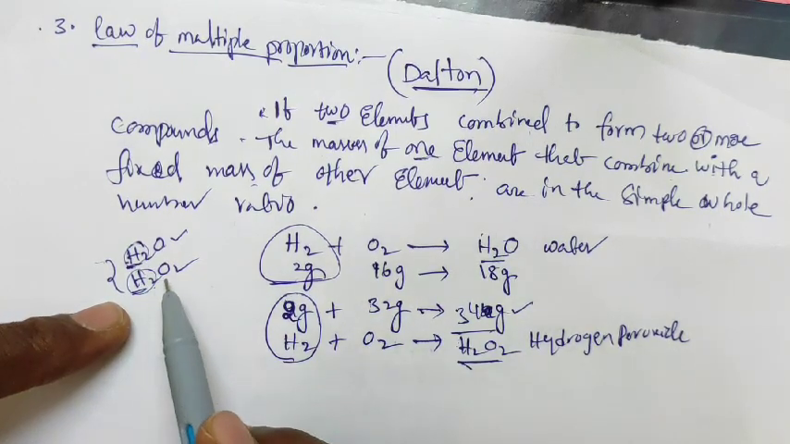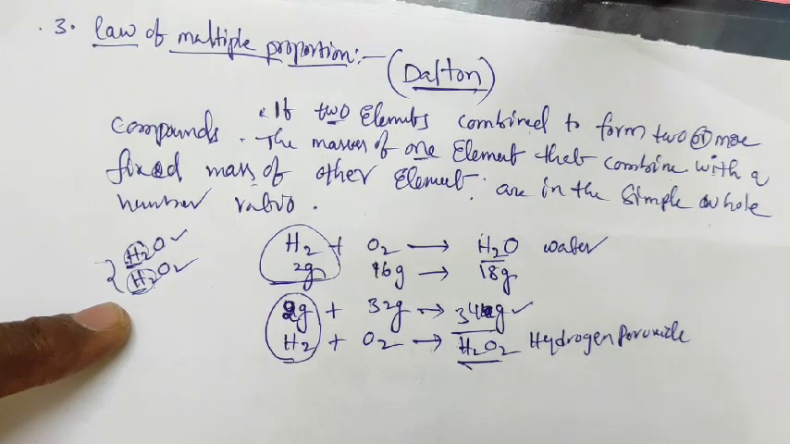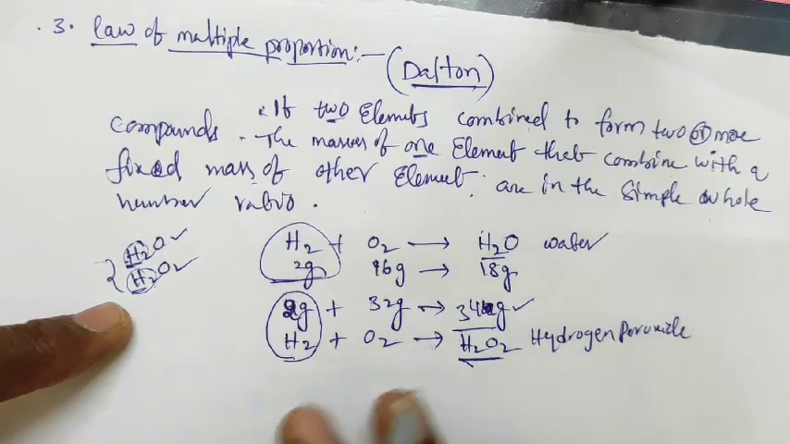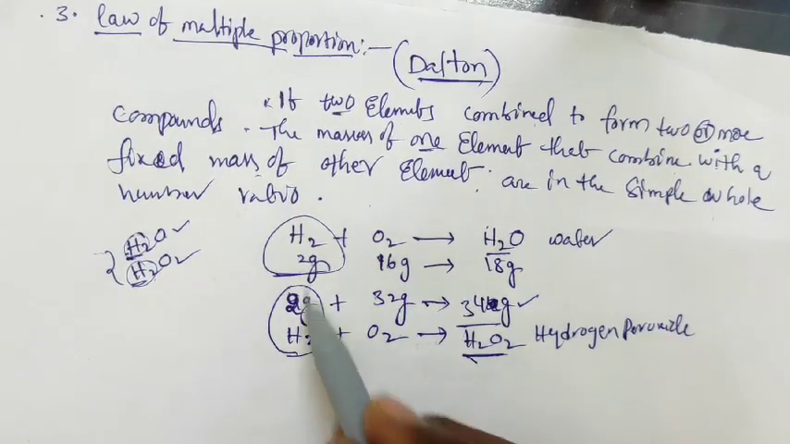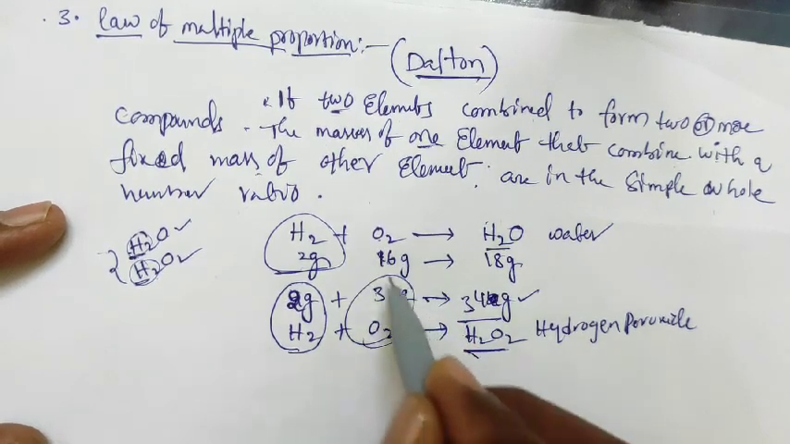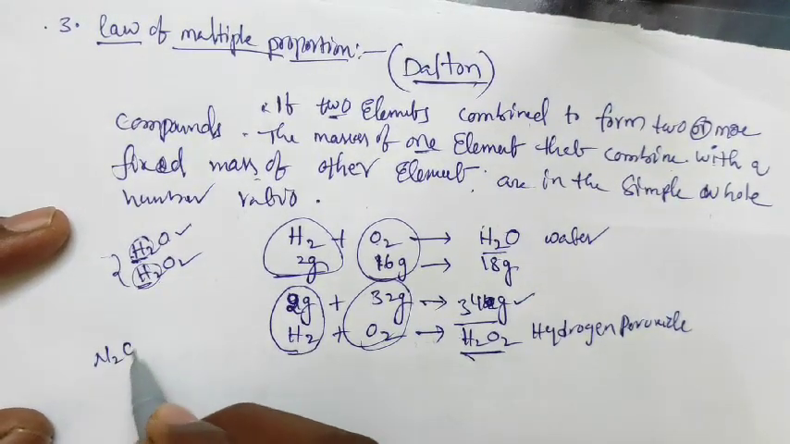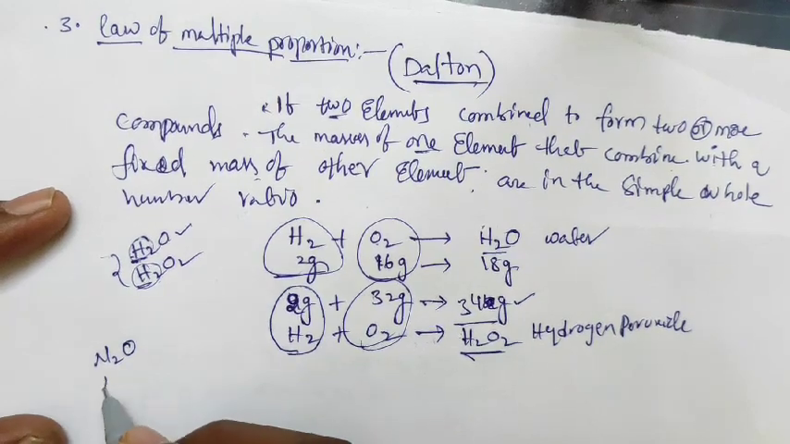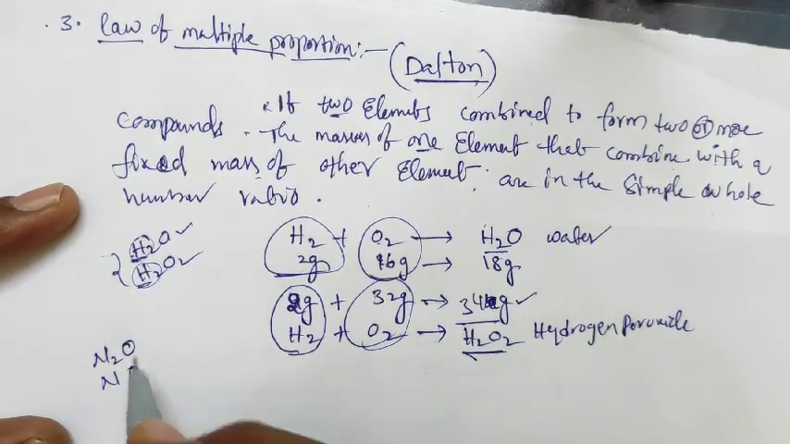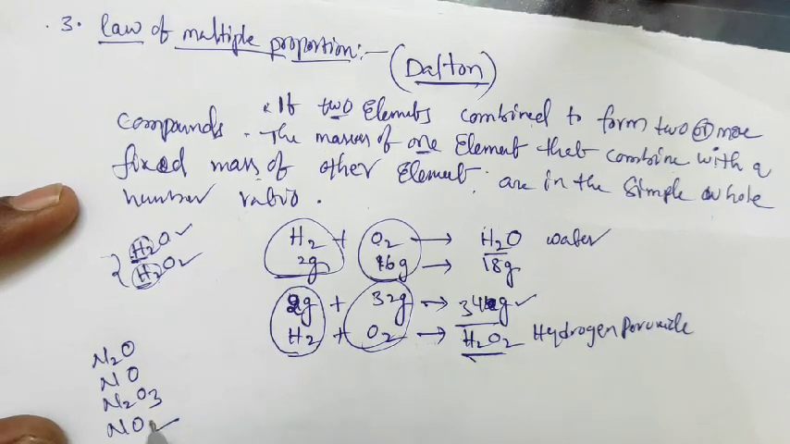Two elements combine together to form two or more compounds, in that the mass of one element that combines with the fixed mass of the other element are in a simple whole number ratio. So here one is the same mass, the other one is a multiple of that. See here, 32 mass, here 16 mass, so double. Same, some more examples I will take: N2O, NO, N2O3, NO2, N2O5.